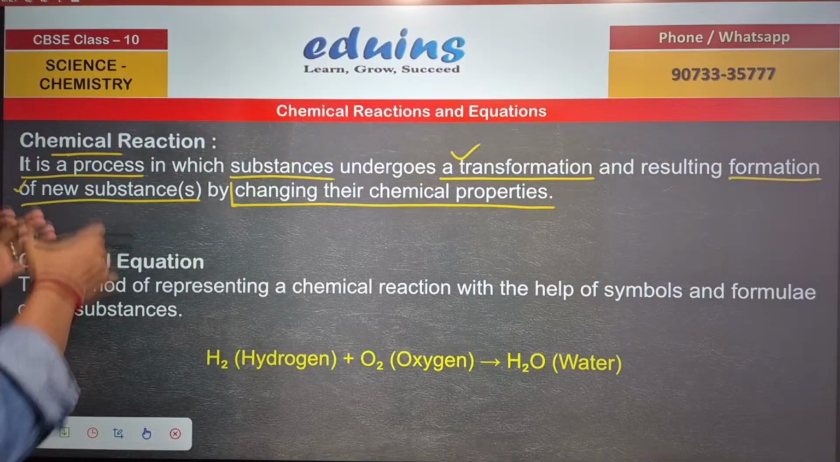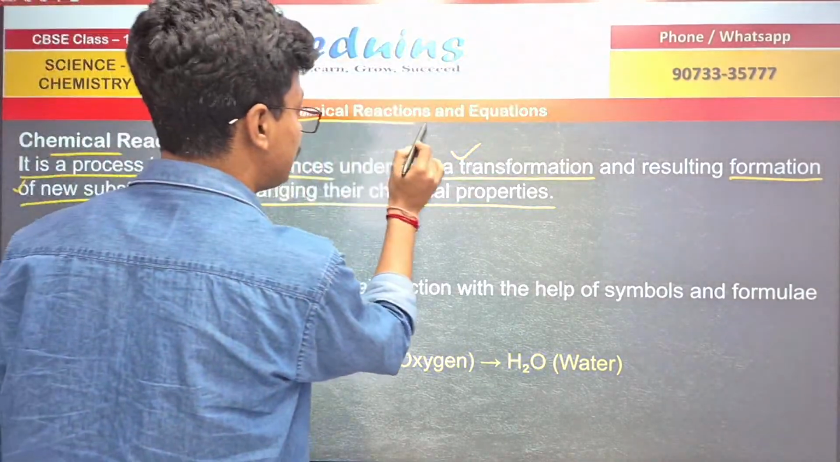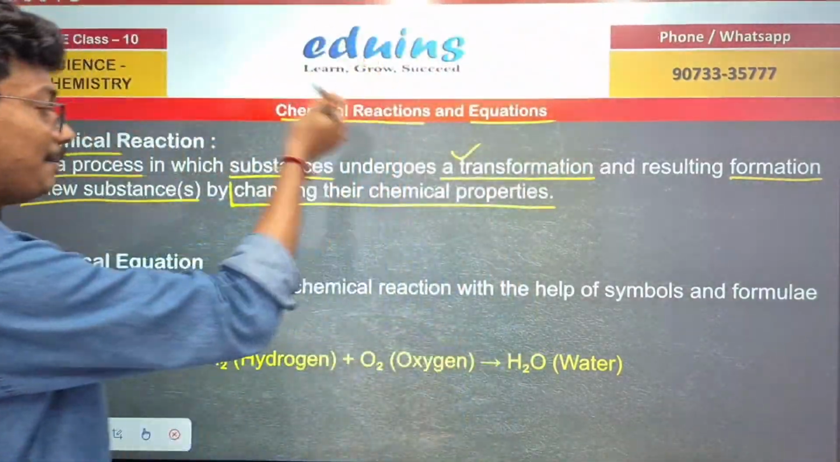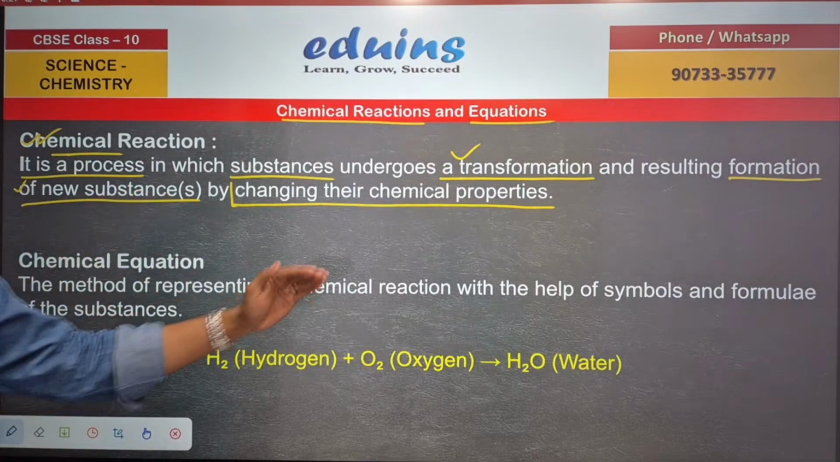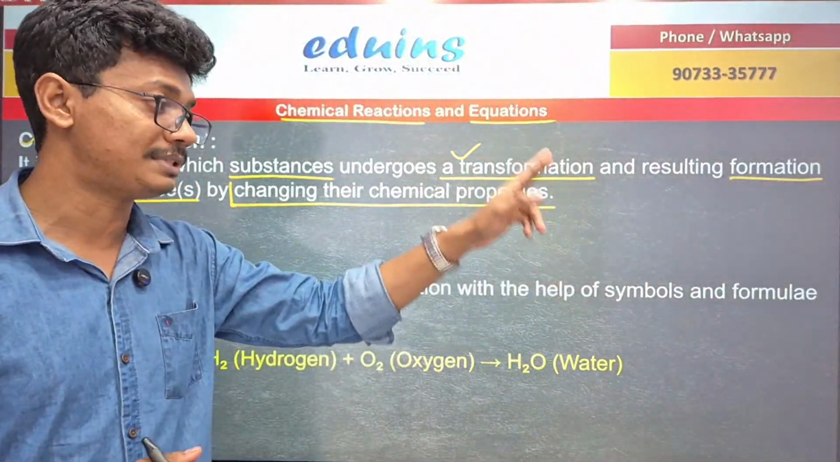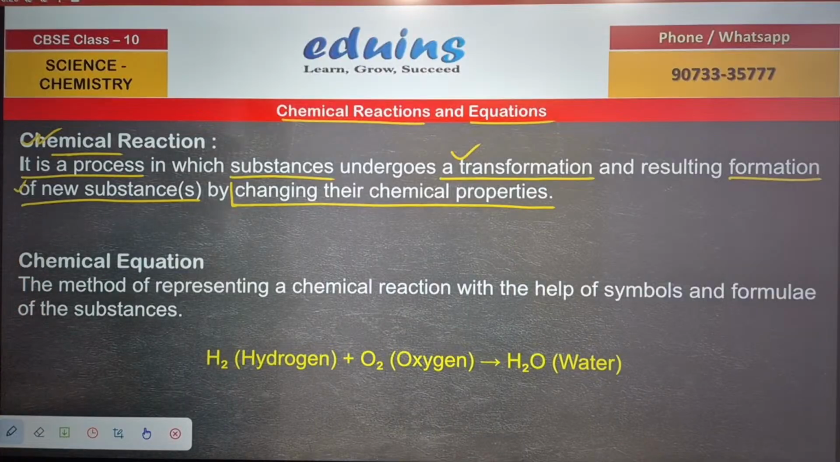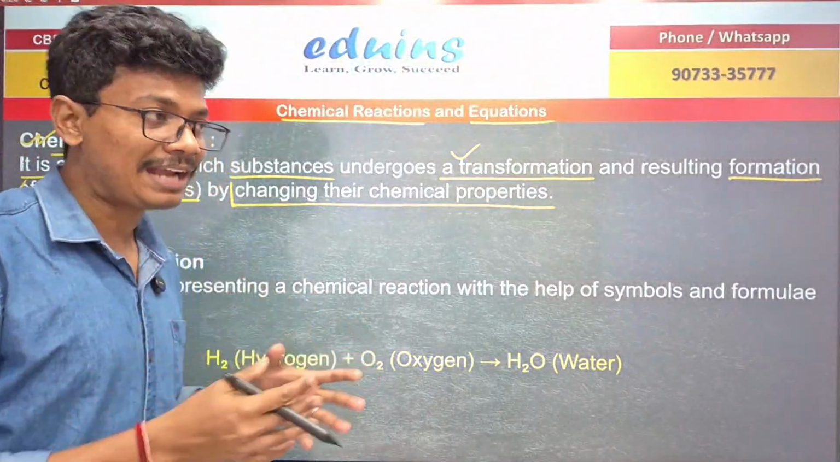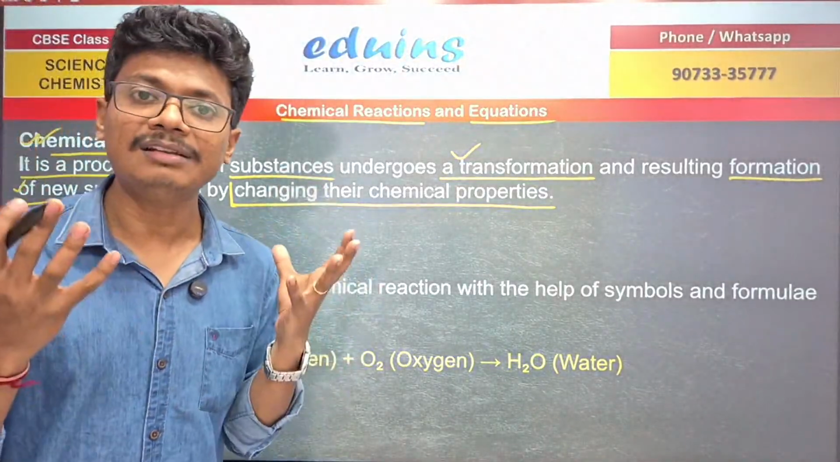And the chemical equation, so that's from the chapter name, that is chemical reaction and equation. The chemical reaction we have already learned. What is the chemical equation? Chemical equation is the method of representing a chemical reaction with the help of symbols and formulae of the substances. So chemical equation is actually the method of representation of a chemical reaction.